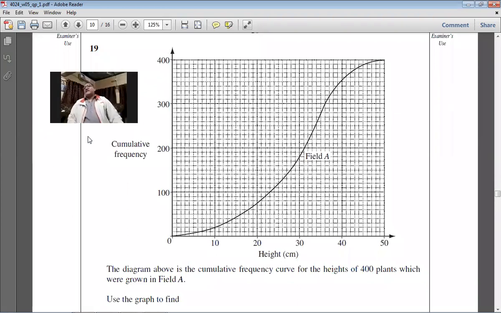So question number 19 here, a cumulative graph is shown. He says the diagram above is the cumulative frequency curve for the heights of 400 plants which were grown in field A. The height of the plants is shown on the x-axis, 10 centimeter, 20 centimeter, 30, 40, 50 centimeter. And here the cumulative frequency is shown, and the maximum cumulative frequency here is 400.